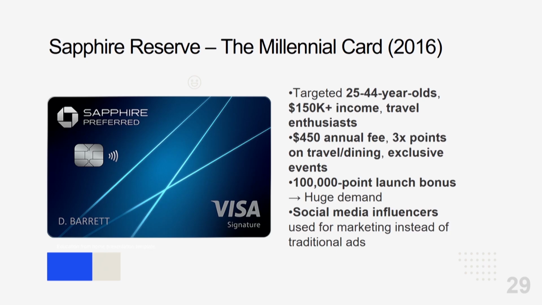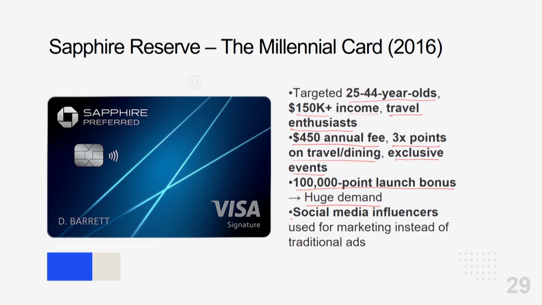Now, when they were looking at their audiences, they targeted a very specific age group, 25 to 44 years old, and in terms of their capability to earn, they looked at people with $150,000 plus salaries, plus any other income, and these people would be travel enthusiasts, people who shift to a certain location for an adventure or travel. Then a $450 annual fee was there, with 3 times the points on travel or dining and exclusive events. These were reasons and occasions for them to spend, and a 100,000 point launch bonus was given, which created a huge amount of demand for the product.